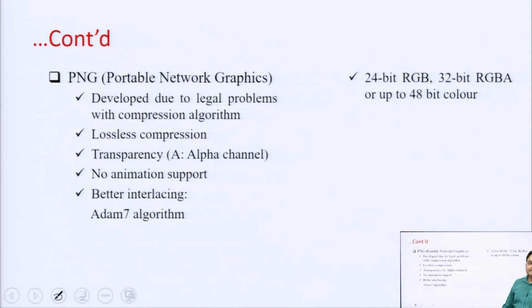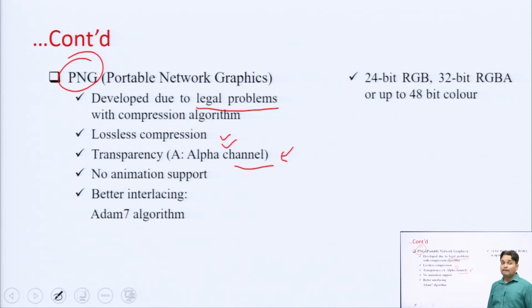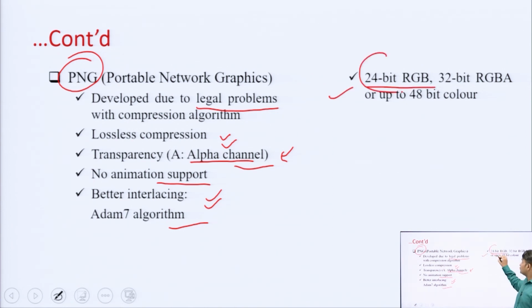Now, if we talk about PNG, another kind of file format, that is Portable Network Graphics. It was generated because GIF had a legal problem. The GIF patent has since expired. After that, we use the PNG file. This one is also lossless compression, and for transparency we use the alpha channel. In the CMYK format, the alpha channel is an addition to these three colors. No animation is supported in a PNG file. Interlacing is better as compared to the previous GIF file format. We can use the Adam7 algorithm, and 24-bit RGB belongs to true color.